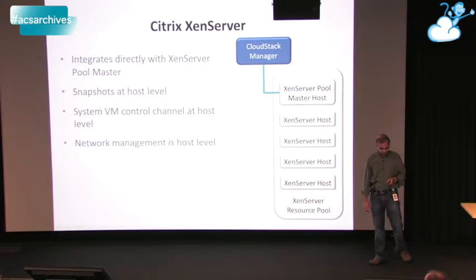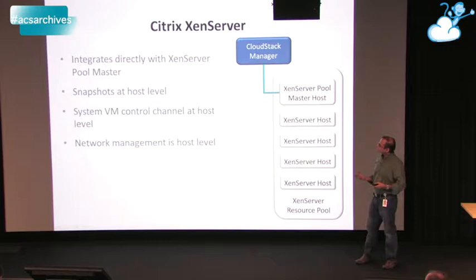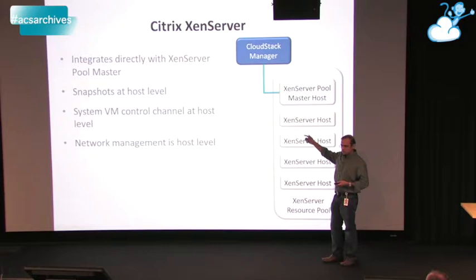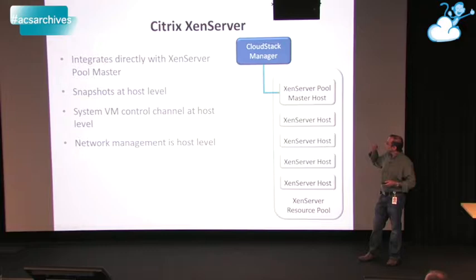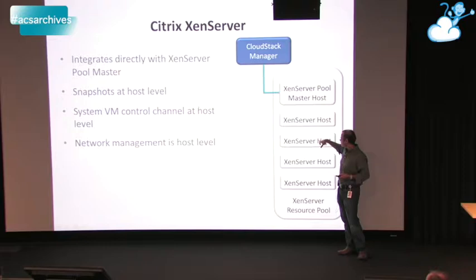So I'm just going to go into a little bit of how each hypervisor works. There are some differences, obviously, because each hypervisor has its own special way of doing things. If you look at Xen Server, there is no central master. You install them in a pool, and then they elect a pool master, and the pool master coordinates all the actions of the entire Xen Server cluster. When CloudStack talks to the Xen Server pool master, it's using the native API, which is called XAPI. If you want to stop a VM, CloudStack manager talks to the pool master host, which then tells this slave Xen Server to stop the VM.